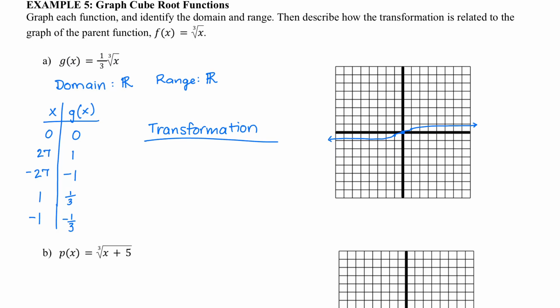Here, the only difference between f of x equals the cube root of x and g of x equals 1/3 the cube root of x is our 1/3. So this is a vertical compression of 1/3, and that's our only transformation in this particular scenario.